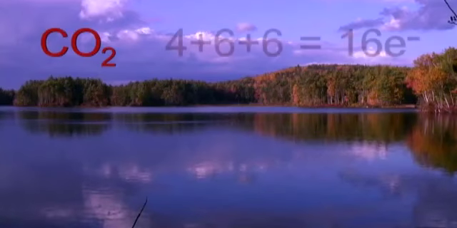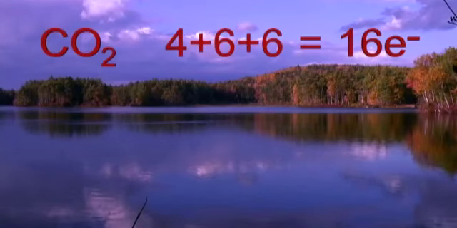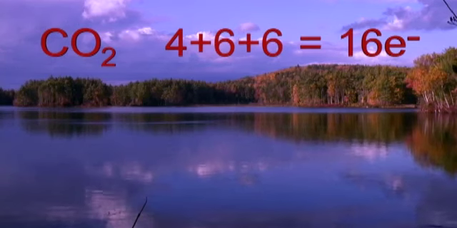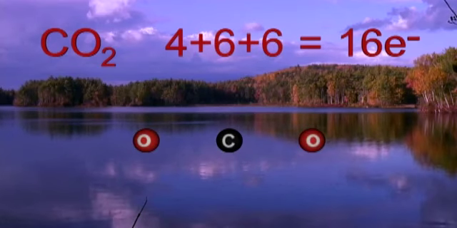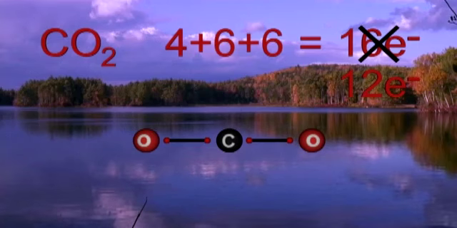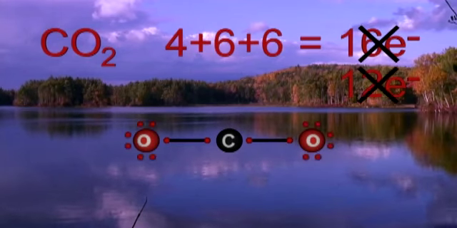For carbon dioxide, there are a total of 16 valence electrons, 4 for carbon and 6 for each oxygen atom. Let's place the unique atom carbon in the middle and then bond an oxygen atom to each side. At this point, we have used a total of 4 electrons and have 12 remaining. Let's try putting 6 electrons around each oxygen atom.